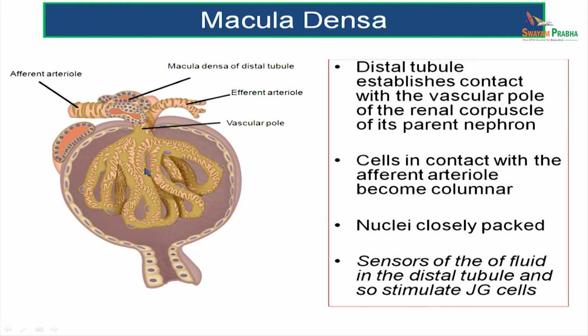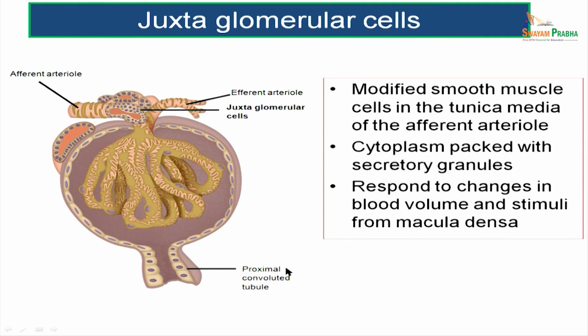What is the importance of this? They are sensors of fluid in the distal tubule, and so they will stimulate cells which are called as juxtaglomerular cells. So, what are these juxtaglomerular cells? These juxtaglomerular cells are seen in the wall of the afferent arteriole. Look at the picture. They are modified smooth muscle cells in the tunica media of afferent arteriole. The cytoplasm is going to be packed with secretory granules.